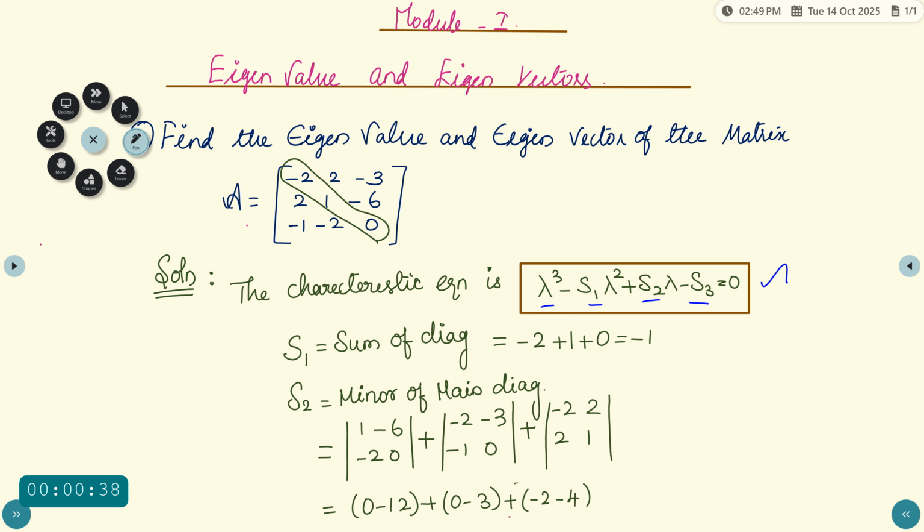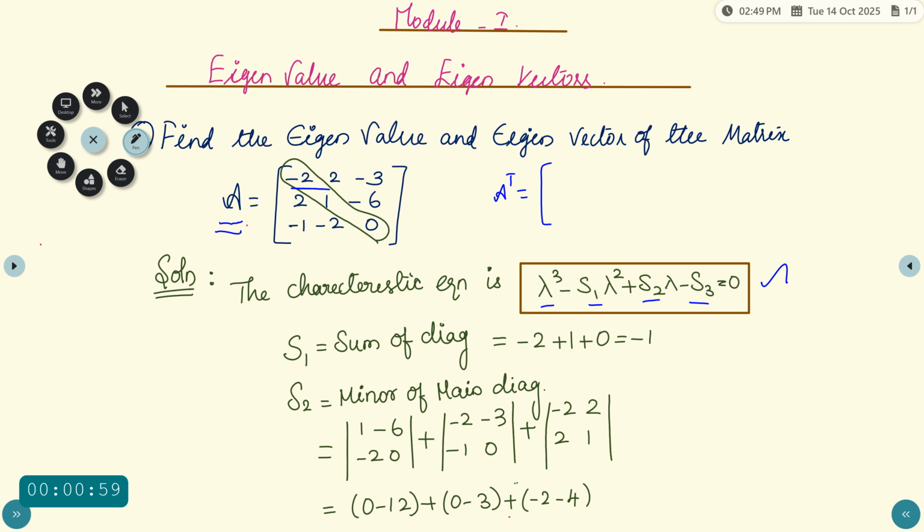Okay, see the problem. Find the eigenvalue and eigenvector of the matrix A equal to [-2, 2, -3; 2, 1, -6; -1, -2, 0]. Before starting the problem, you have to check whether A and A transpose are equal. You have to find out the A transpose.